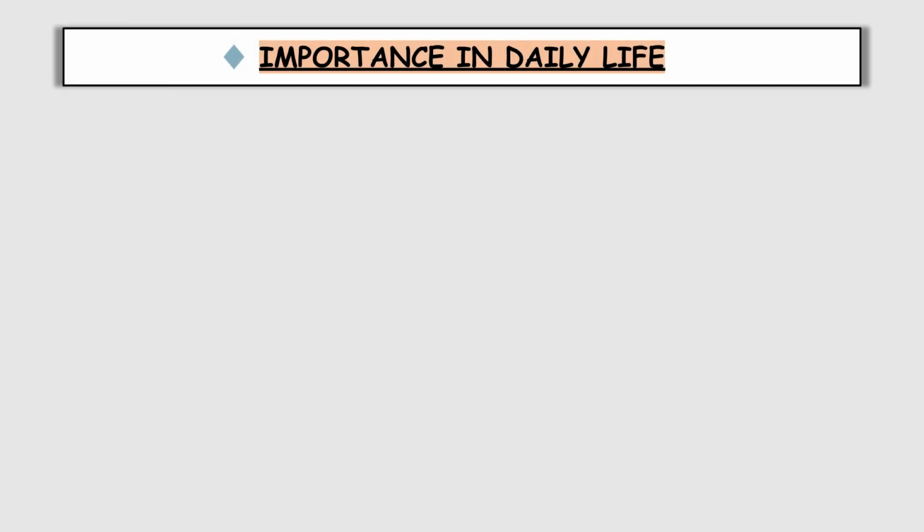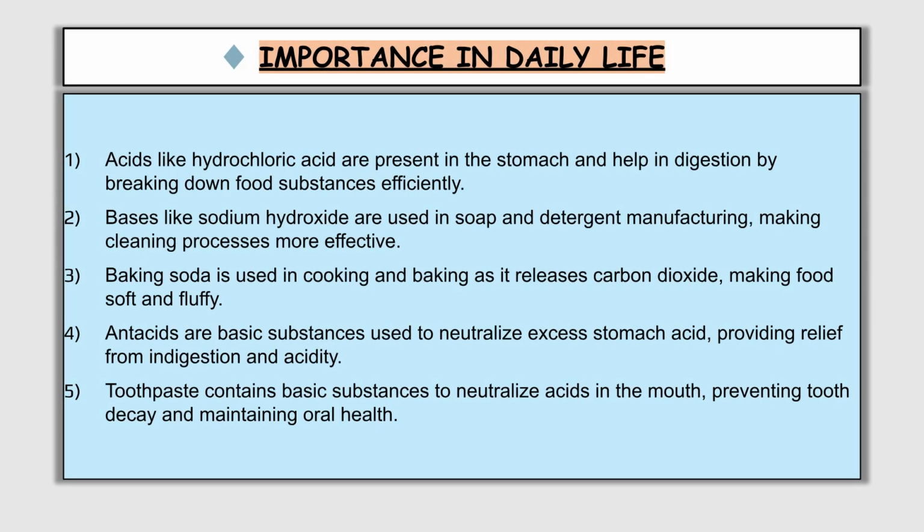Acids and bases have great importance in daily life. Stomach acid aids digestion, while bases are crucial in manufacturing soaps and detergents. Baking soda, an example of a salt, is used in cooking. Antacids and toothpaste use basic substances to neutralize excess acids in the body and mouth, respectively.